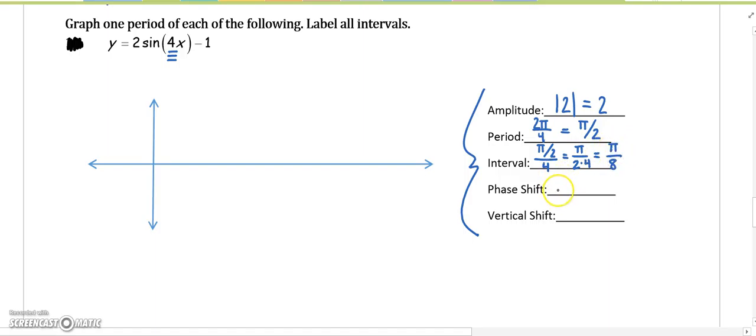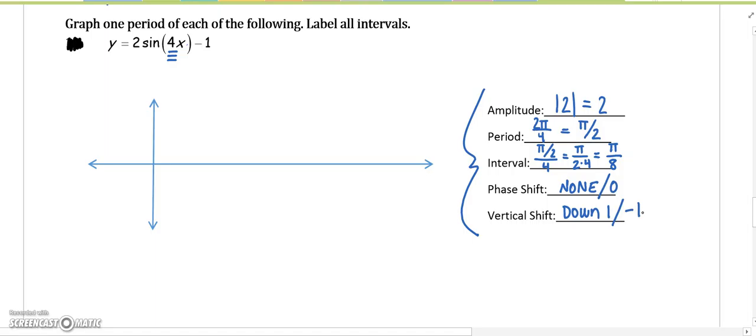Alright, phase shift. Phase shift is inside parentheses with x, and I don't see any of that, so there is no phase shift. Or it's 0 if you want to think of it. But vertical shift, I see one that's a -1, so that would be down 1, or -1.